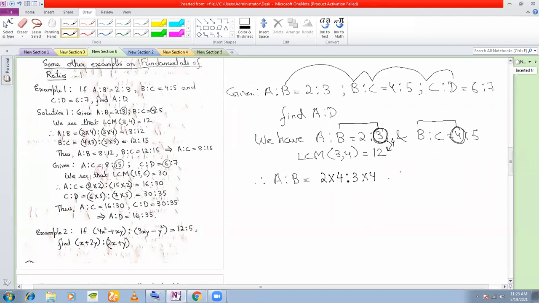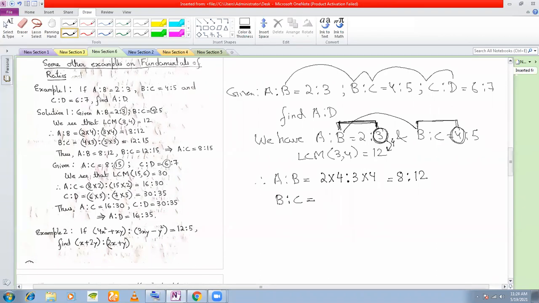Yes, tell me. Sir, can't we take both the same, like antecedent, both same? Antecedent both same, I could not get you. What do you mean? Like both antecedent and antecedent, we can't take as LCM. No, because B corresponds in the first ratio to this, right? And in the second ratio, B corresponds to this. So B is the only common part between the two ratios. Oh, yes, yes. That is why. Okay. Thank you.